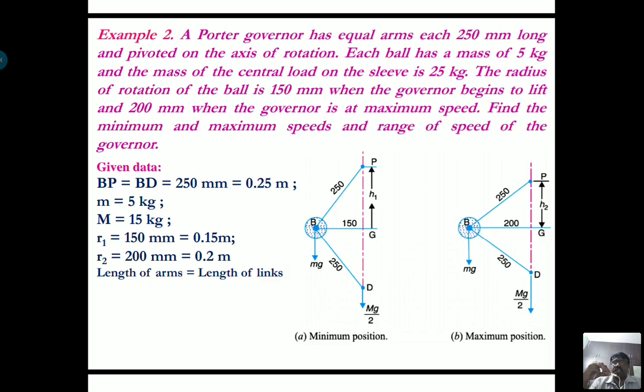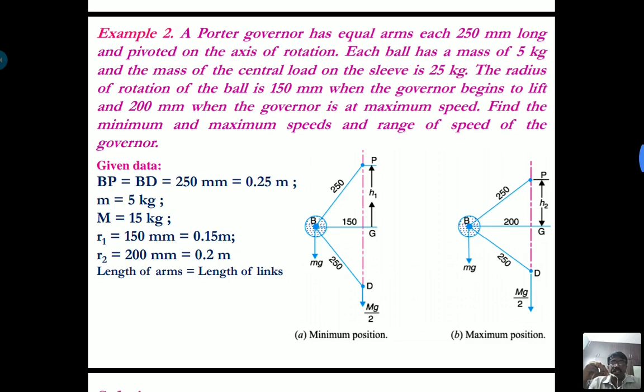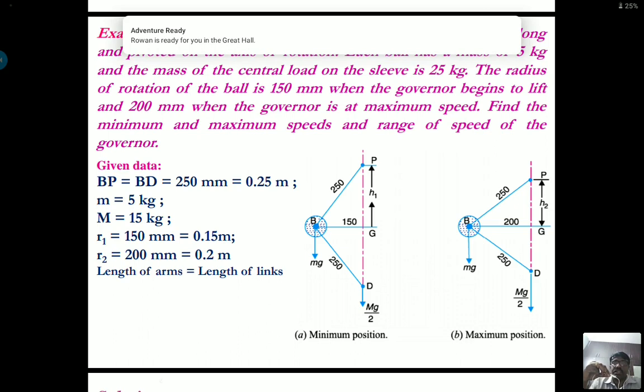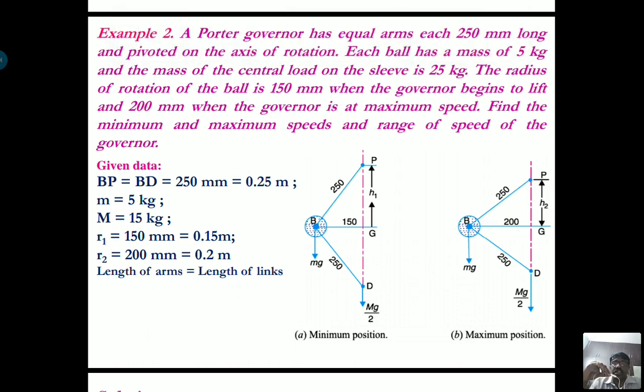So in this problem, you can see the given data. The length of the link and length of the arm both are 250 millimeters. Then mass of the ball is 5 kg. Mass of the central weight is 15 kilogram. r1 is the radius of rotation at its minimum speed, and r2 is the radius of rotation at its maximum speed.